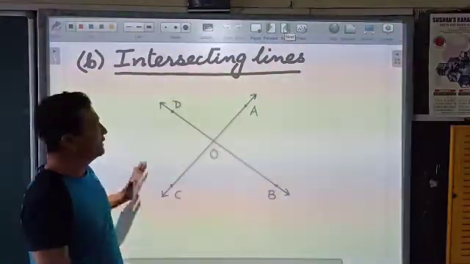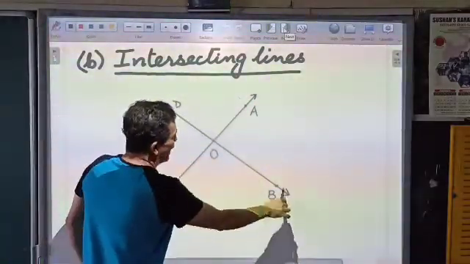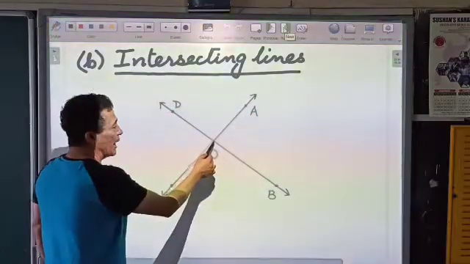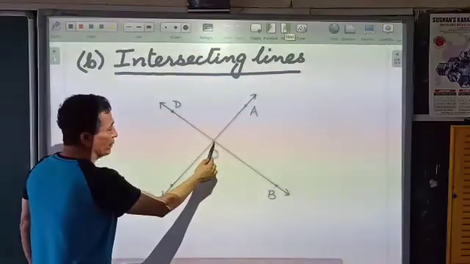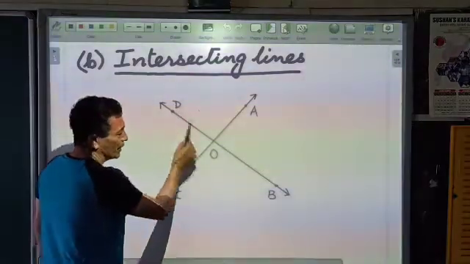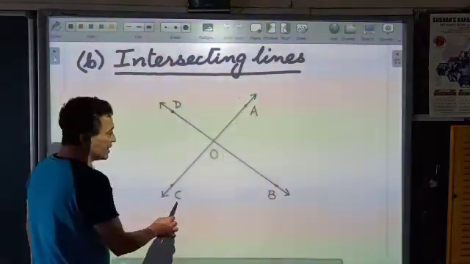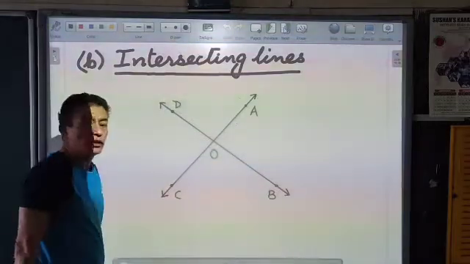Moving on to the next one. Intersecting lines. What are intersecting lines? Two lines crossing each other at a single point. For example, here the two lines DB and AC are crossing at point O.